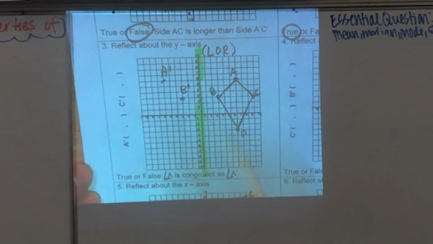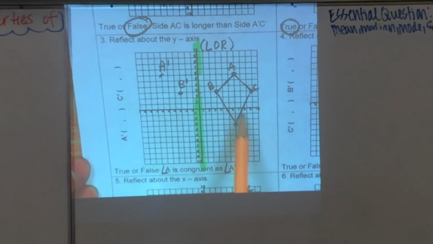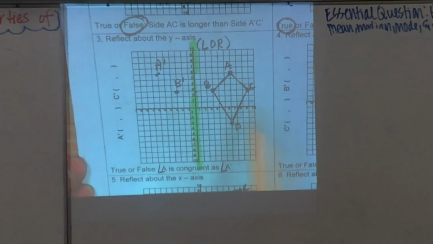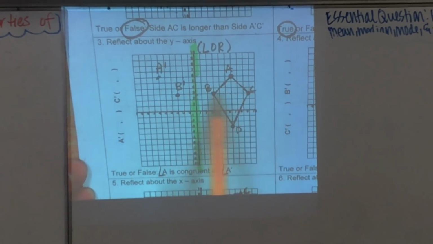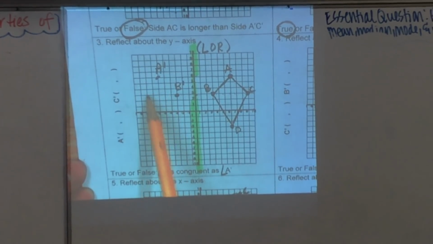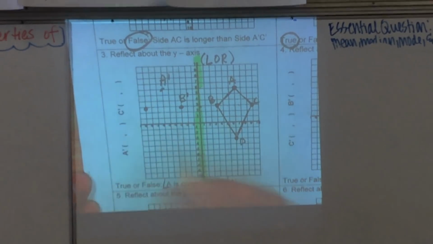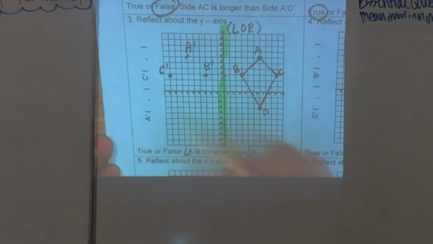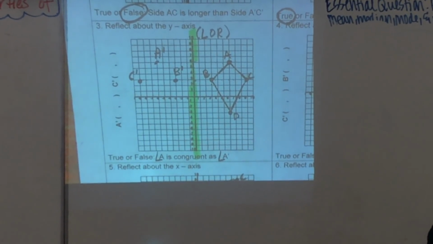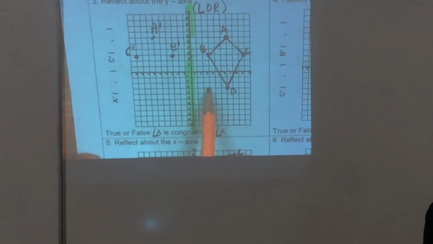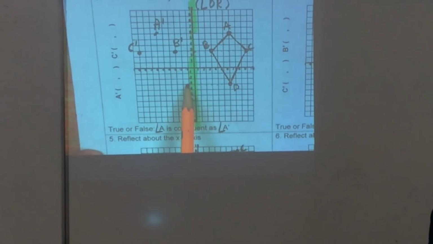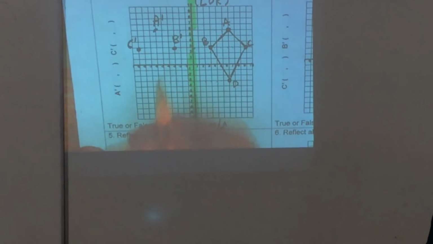This is A prime. Now C is 9 spaces away. So now go 9 directly across from it. Make sure that when you're reflecting it, you're going directly across from the other point. And then D. 6 spaces. So now we're going to go opposite. Go 6 spaces.